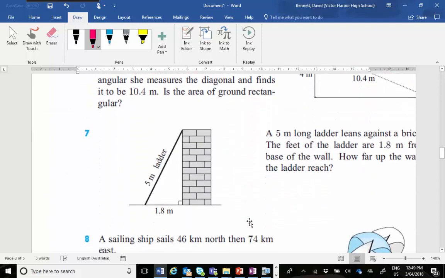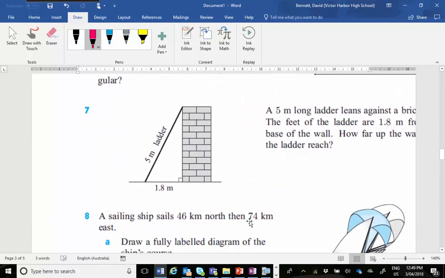Alright, so you get the idea when talking about examples here. You've got another scenario, it might be a ladder. A 5 metre ladder leaning up against the wall. How high will it go up the wall? So we're looking for this height. Again, this one's saying we're trying to find a side. So h is equal to the square root of 5 squared take away 1.8 squared.